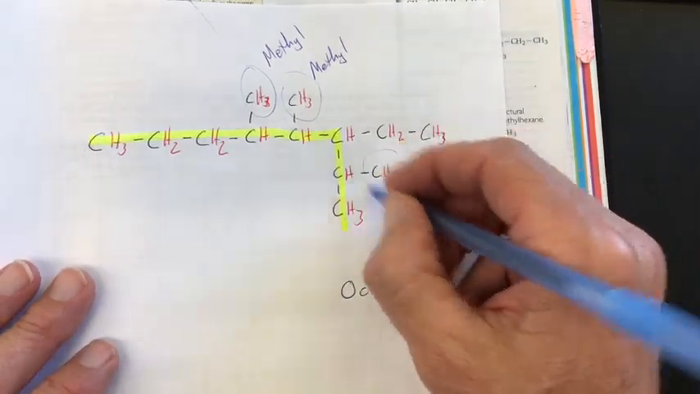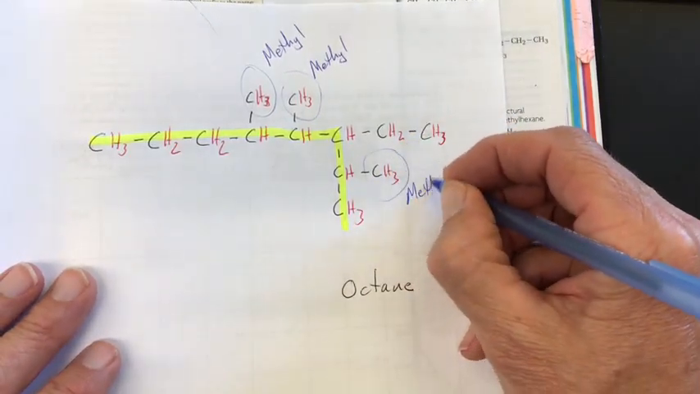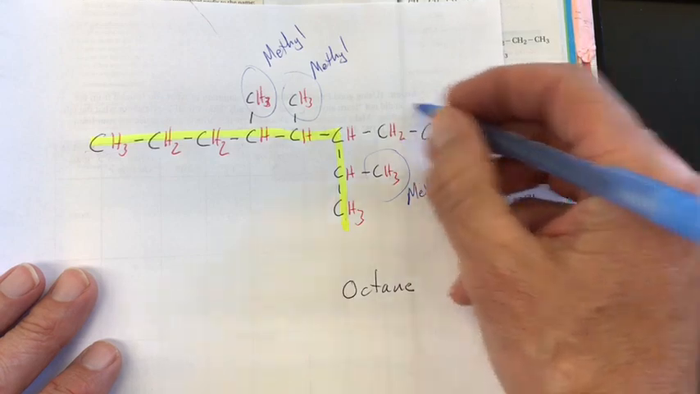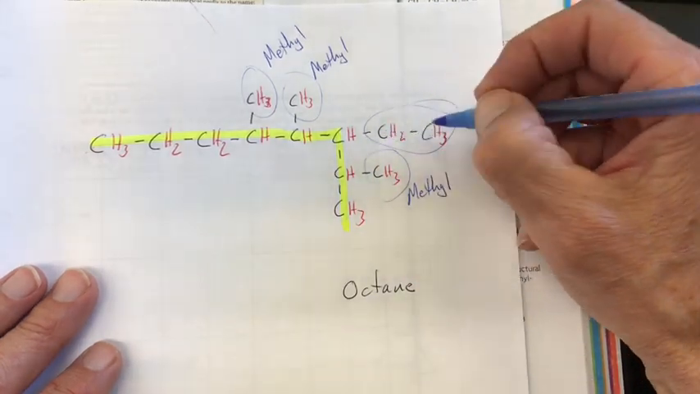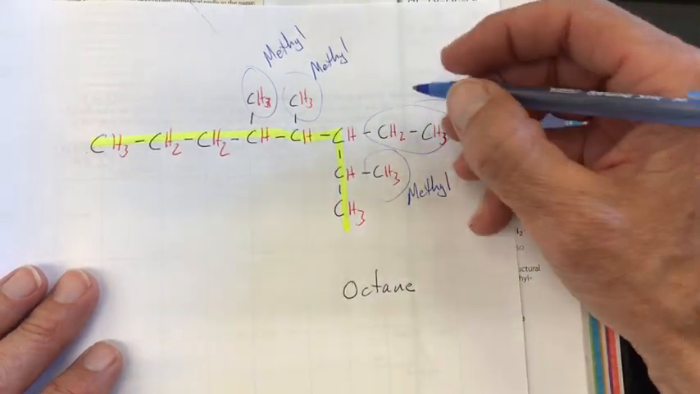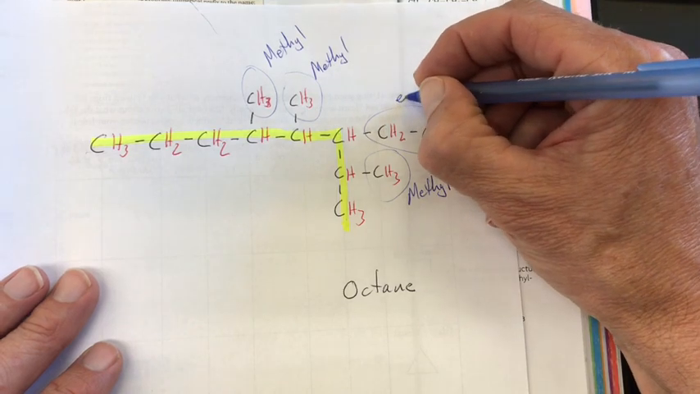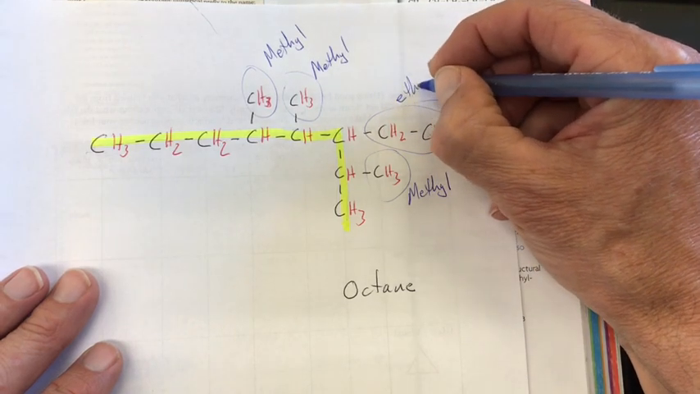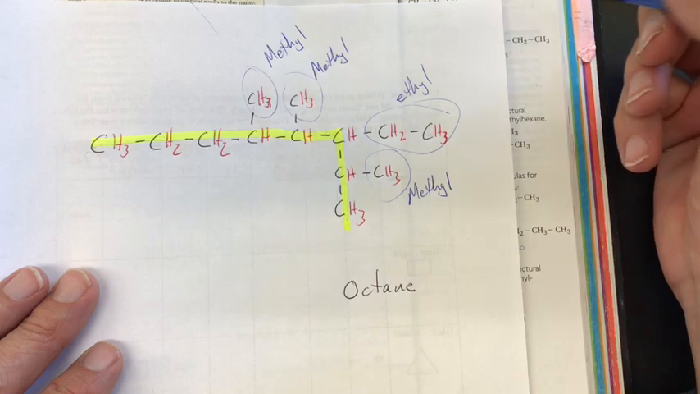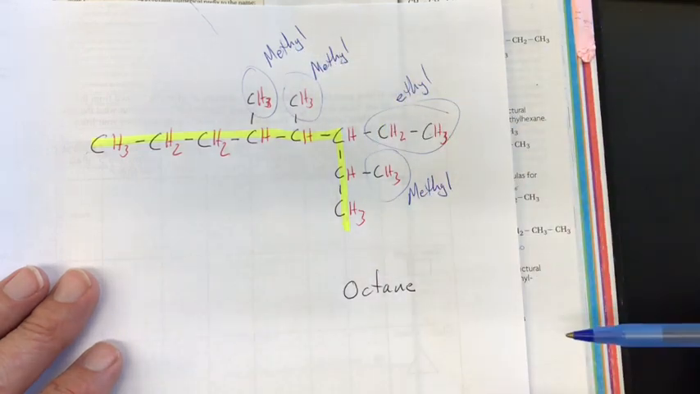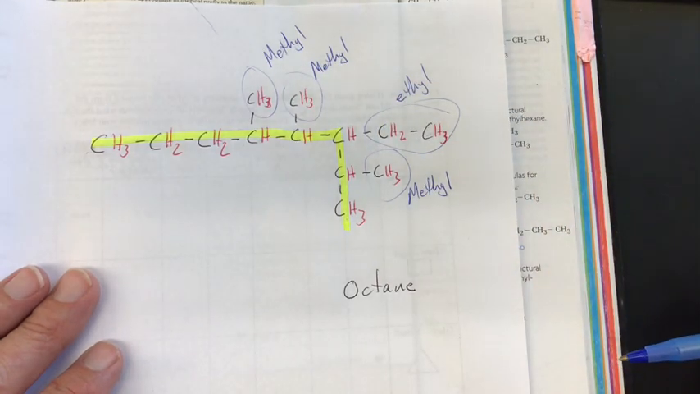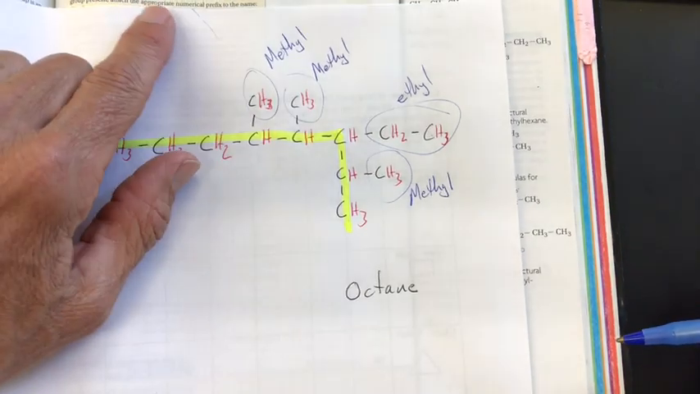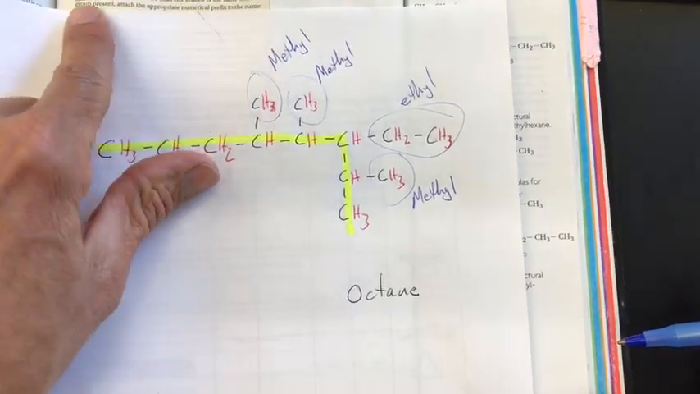And over here is another methyl. And what is that? Well, that's 2 carbons, and 2 carbons is called eth. So instead of calling it ethane, we're going to call it ethyl. So we have 3 methyls and we have 1 ethyl. So it says to name them in alphabetical order.